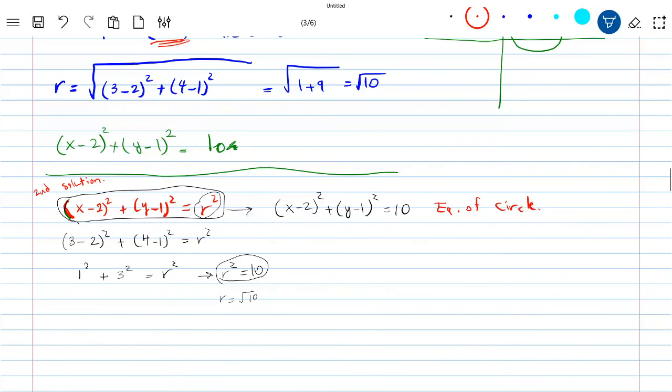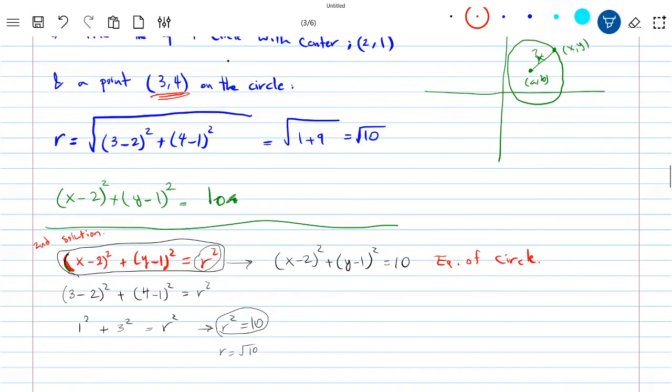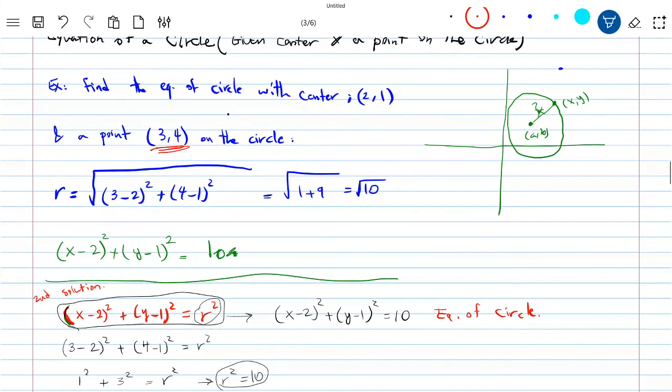By the way, if they give you the diameter, you just need to divide by 2 to get the radius. So it's not very complicated. Instead of the radius, if they give you the diameter, you should still be able to find the equation.